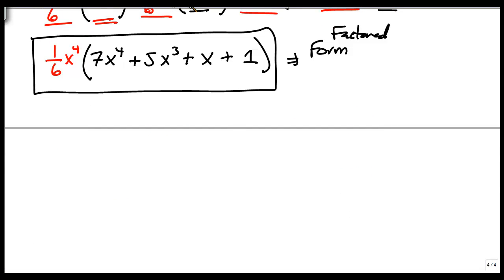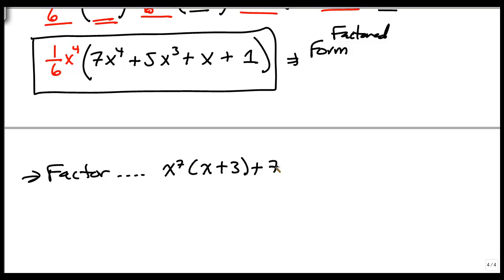Okay, let's go ahead and look at another example. We're still factoring, so our directions here are to factor. Let's go ahead and factor x to the 7th times x plus 3 plus 7 times x plus 3. Now in all the other problems we did, there was like a 6 that was common, or a 2, or an x squared. But in this case, what's common is this entire binomial. This entire binomial is common.